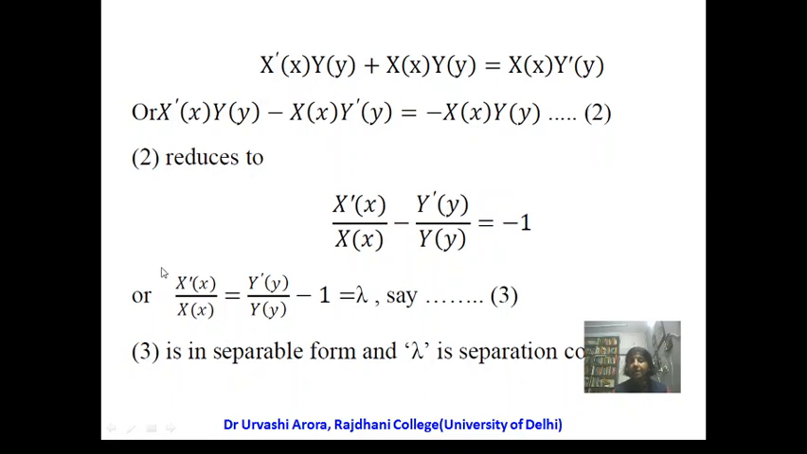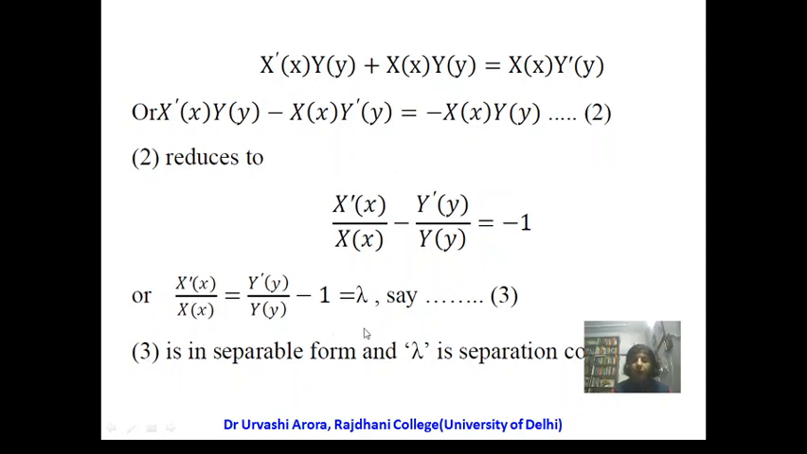Because the left hand side is a function of small x only, and the right hand side is a function of small y only, and the two sides are equal. This is possible only when each side is equal to a constant, and that constant I'm writing as lambda. This lambda is a separation constant because it separates the small x and the small y, which are the independent variables, separately. It keeps them separate, and this form of the equation which we have obtained is called the separable form. So now 3 is in separable form.